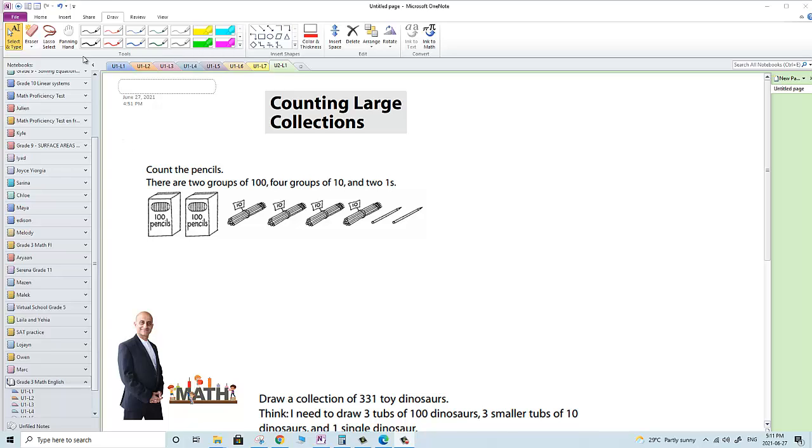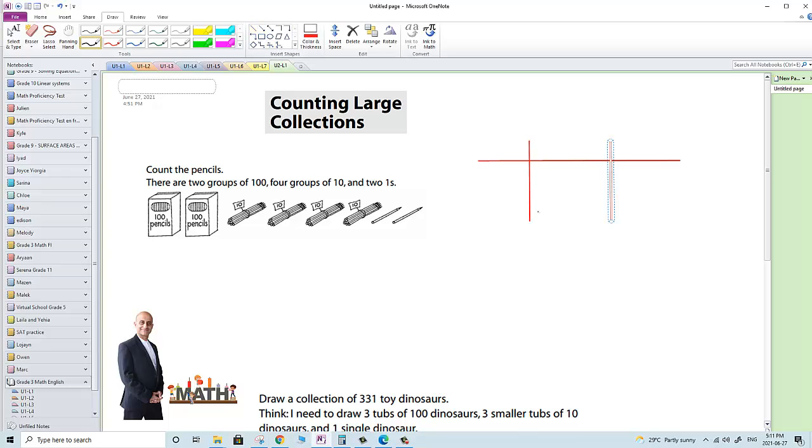Good morning, student. Today we're going to deal with counting a large collection. If I have a large collection like the one in front of the screen now, count the pencils. Before I count that, I know very well that the numbers are divided into categories.